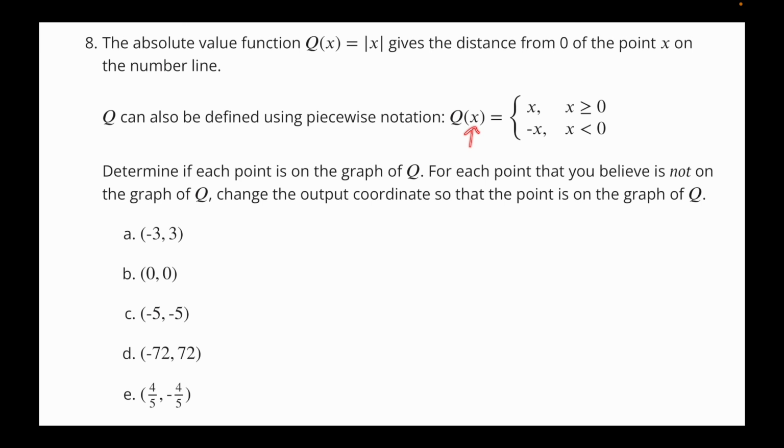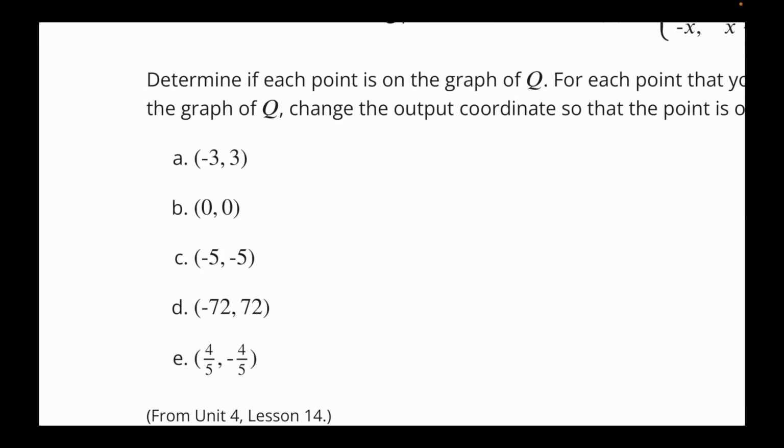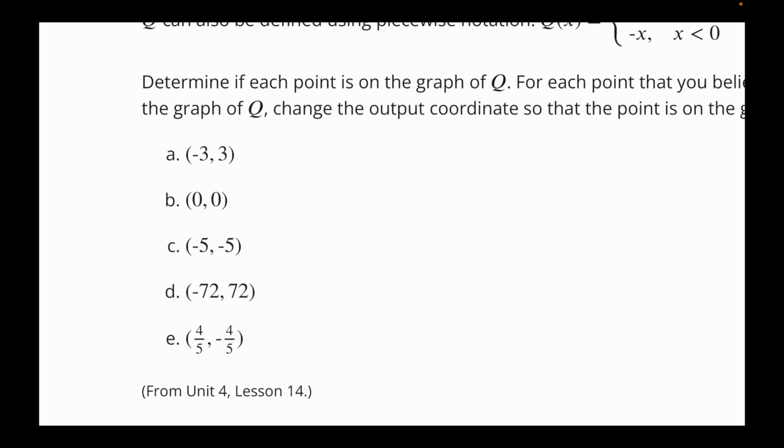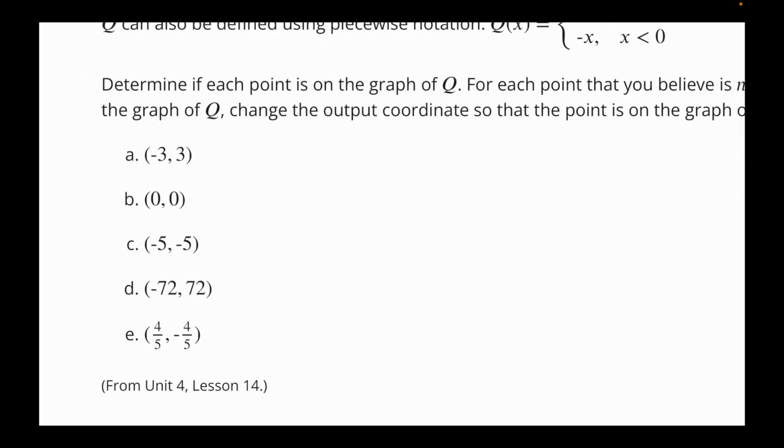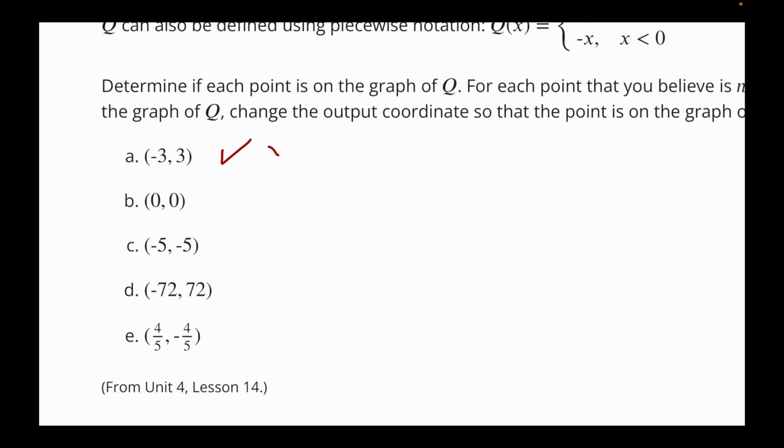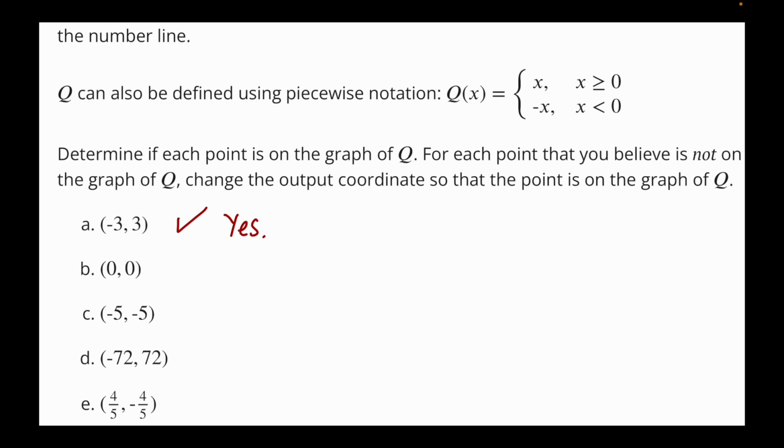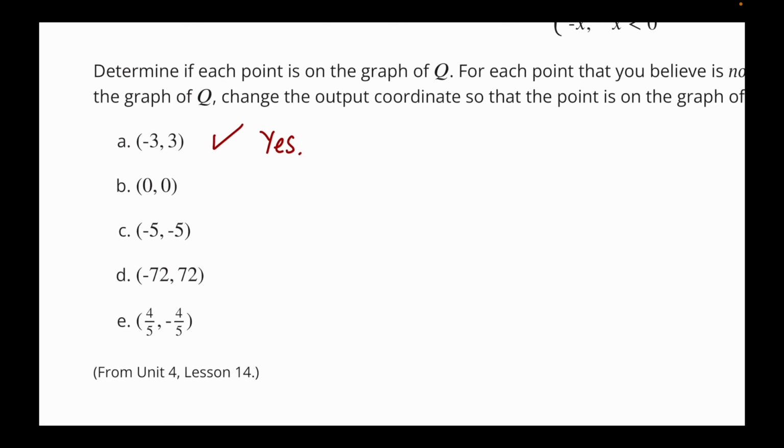So if x itself is less than 0, like negative 3, and we put in negative 3, this would become positive 3. So that's actually our first question, is inputting negative 3. We want to say it's not on the graph of Q. Change the output coordinates so it is on the graph. Well, at negative 3, it is going to change it into a positive 3. So we would say check mark or yes, it is on the graph, something like that. 0 gives the same thing. It gives 0 because it would return itself based on these instructions here. It says when x is greater than or equal to 0, it just returns the original value. And so 0, 0, we would say, yes, this is okay.